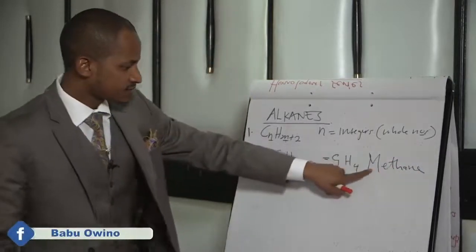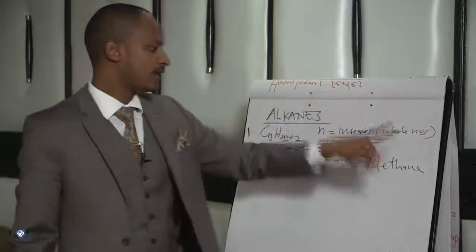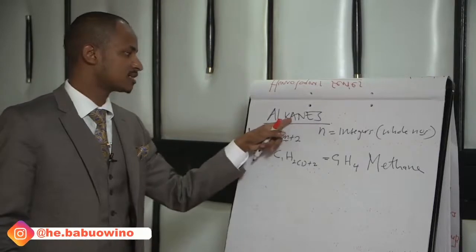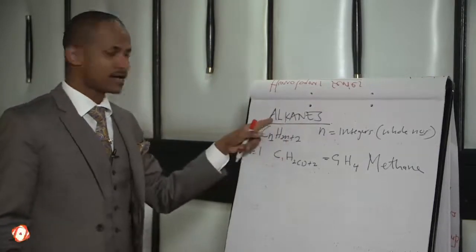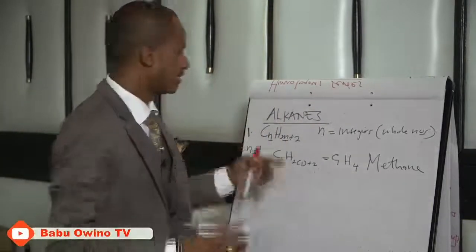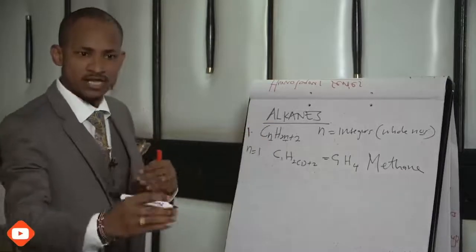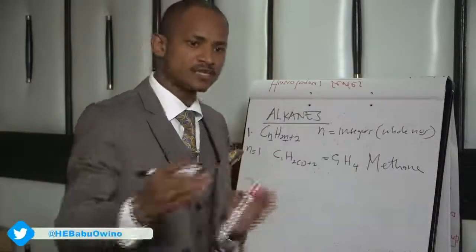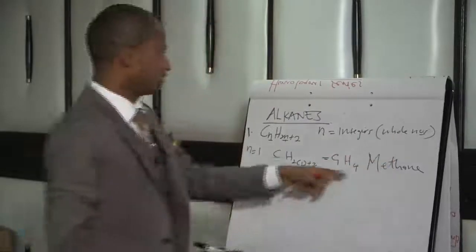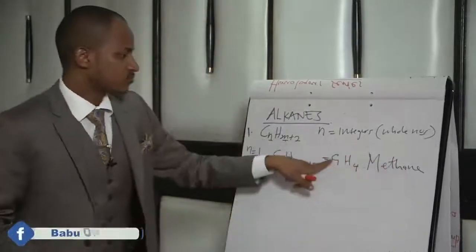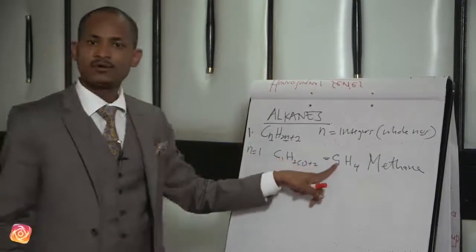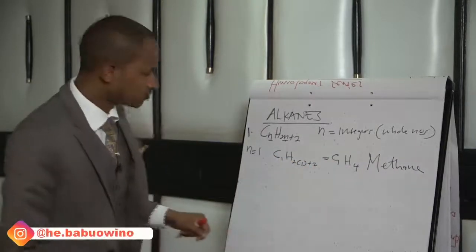Meth is a Greek word meaning 1. The ane comes from the parent alkanes. Alk is a continuous chain, or the aliphatic compounds. Aliphatic compounds, continuous chain. So methane is an alkane with 1 carbon atom and 4 hydrogen atoms.